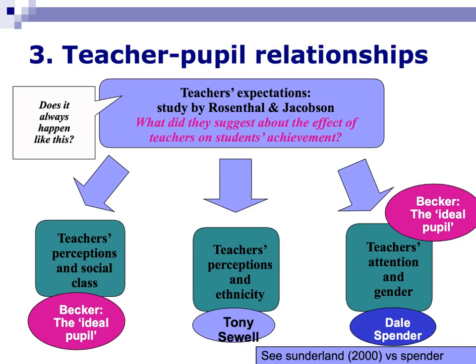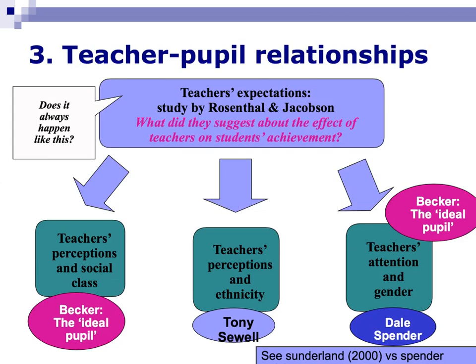It is worth criticising Rosenthal and Jacobson's experiment by considering, does it always happen like this? Is the power of positive expectations all it takes to get a student to do well? You've got to think about what's going on at home, what's going on that's not to do with the teacher, and how that might affect achievement. It's also useful to evaluate the experiment itself.